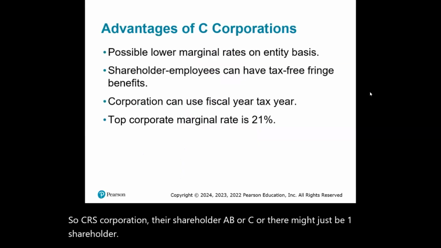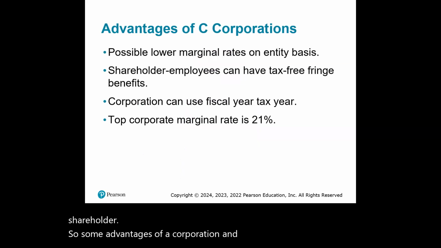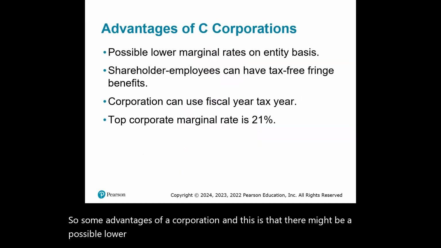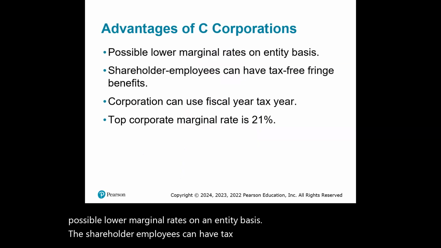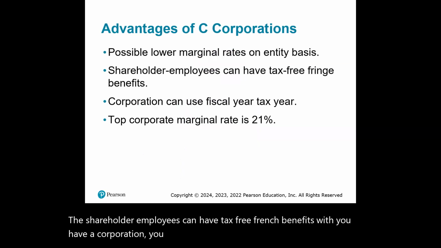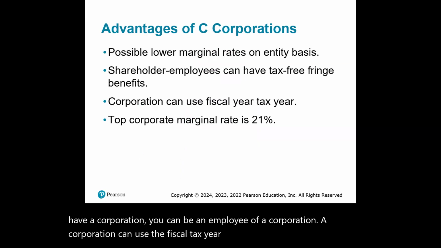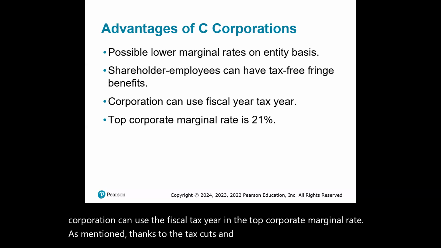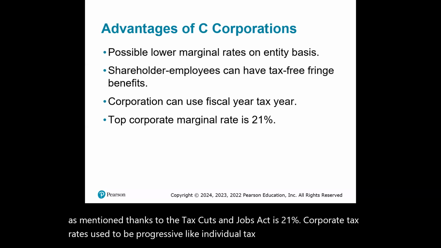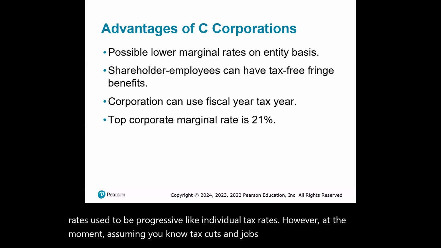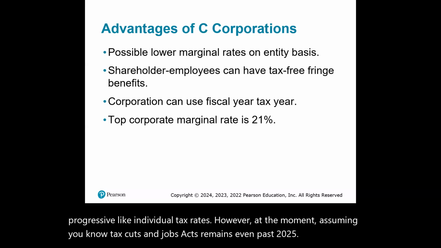So some advantages of a corporation are that there might be possible lower marginal rates on an entity basis. The shareholder employees can have tax-free fringe benefits. So if you have a corporation, you can be an employee of a corporation. A corporation can use the fiscal tax year. And the top corporate marginal rate, as mentioned, thanks to the Tax Cuts and Jobs Act, is 21%. Corporate tax rates used to be progressive like individual tax rates. However, at the moment, assuming the Tax Cuts and Jobs Act remains even past 2025, then the corporate marginal rate will remain at 21%.